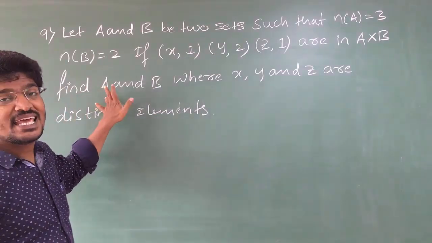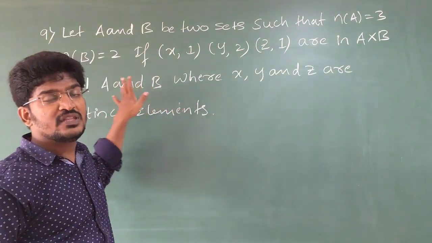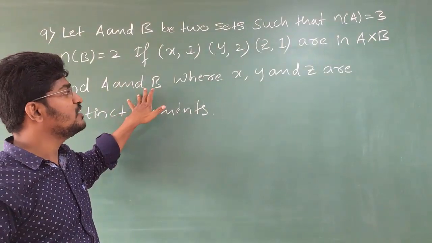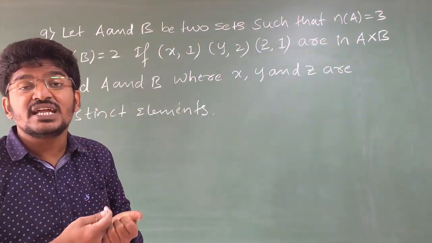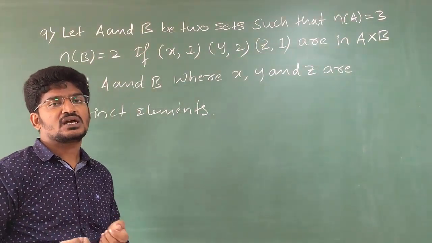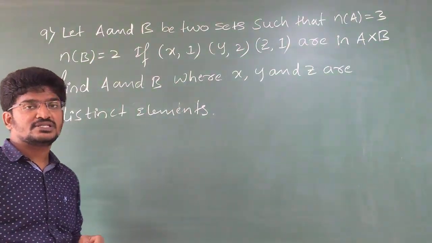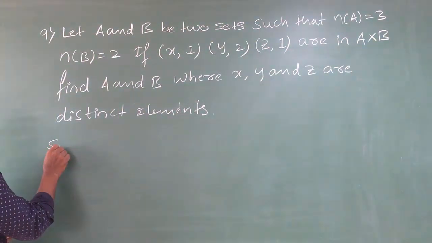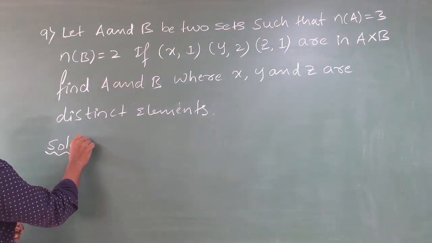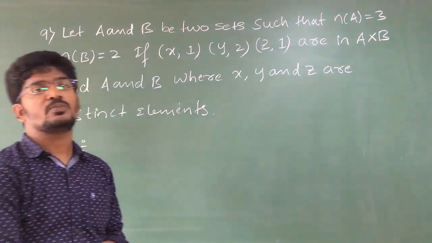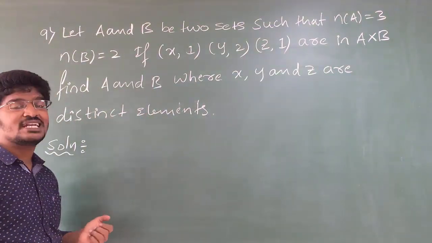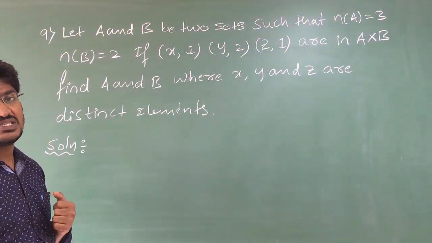Find set A and B. They are asking to find set A and B where x, y and z are distinct elements. That means they are not equal. Clear? They are distinct elements. So if you know the definition of Cartesian product, you can easily write the elements in A and elements in B.